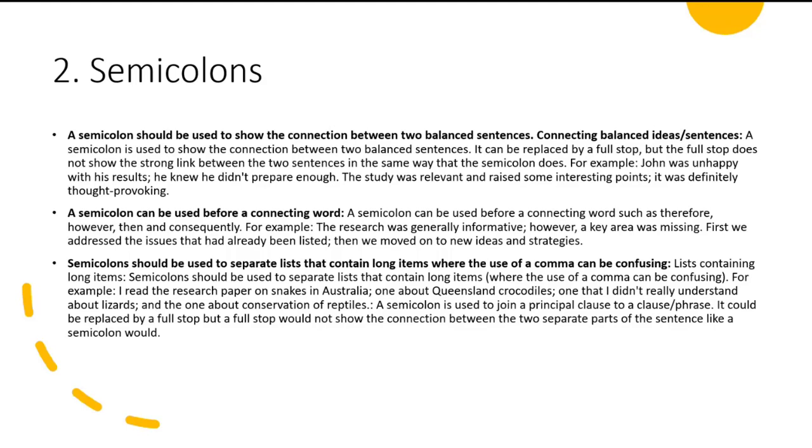For example, I read the research paper on snakes in Australia; one about the Queensland crocodile; one that I really didn't understand about lizards; and the one about conversations of reptiles, right? These are longer phrases that could make sense standing on their own. So you can list longer ideas using the semicolon, not the comma. Mostly use the comma for shorter items.